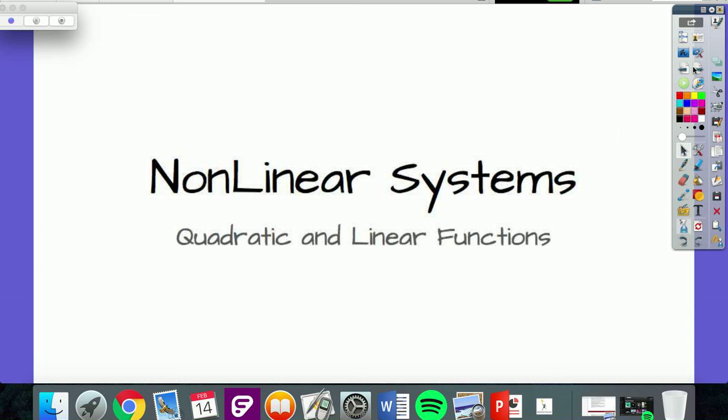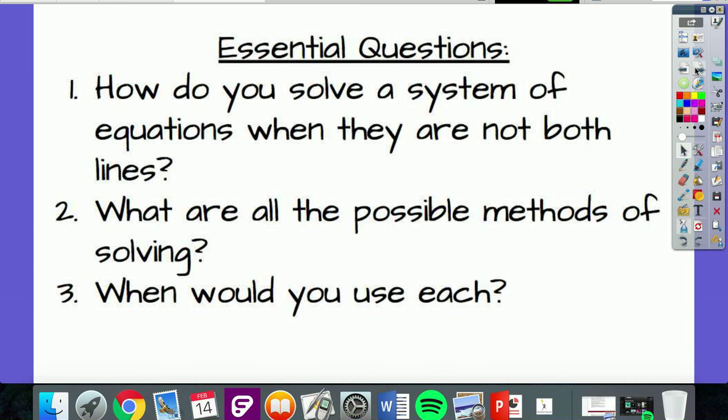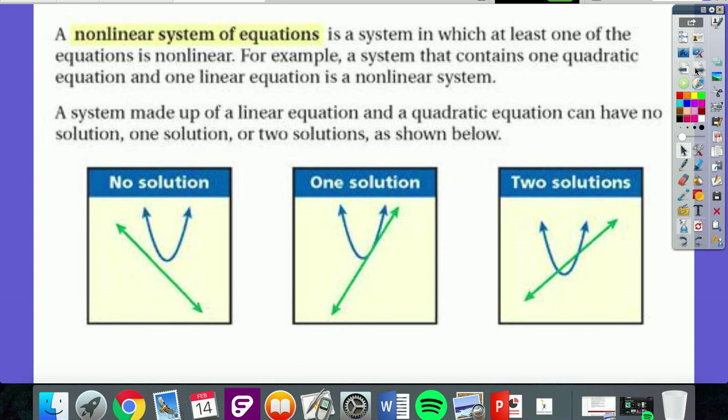the same graph? So the essential question is, how do you solve a system of equations when they are not both lines? What are the possible methods and when would you use each? A nonlinear system is a system in which at least one of the equations is nonlinear. For example, a system that contains one quadratic equation and one linear equation is a nonlinear system. These are the types that we will be focusing on.